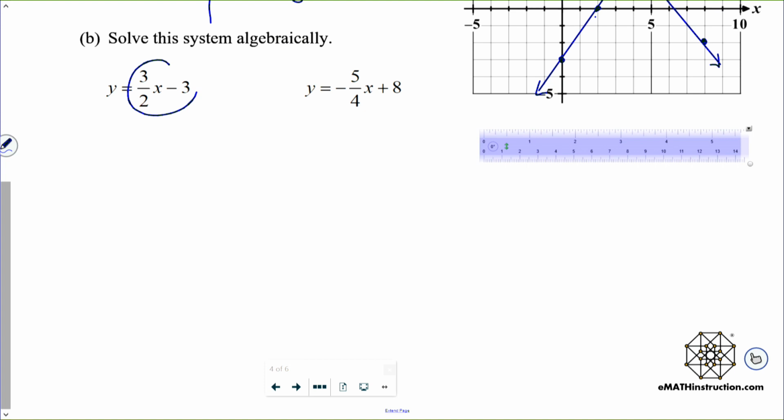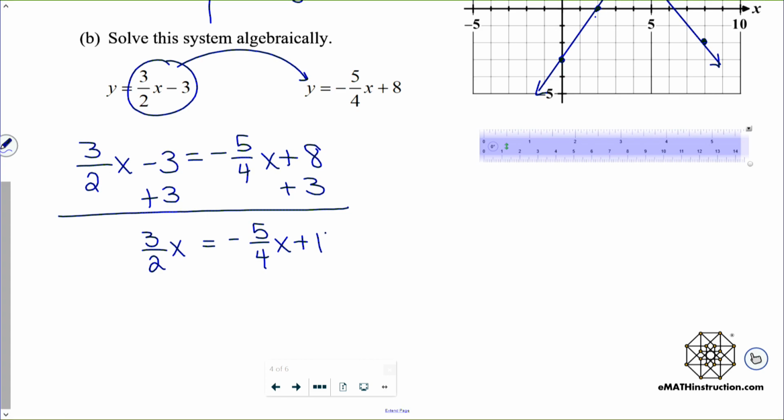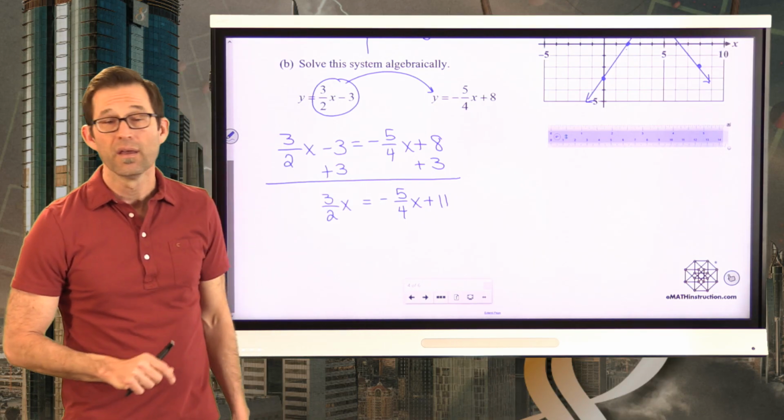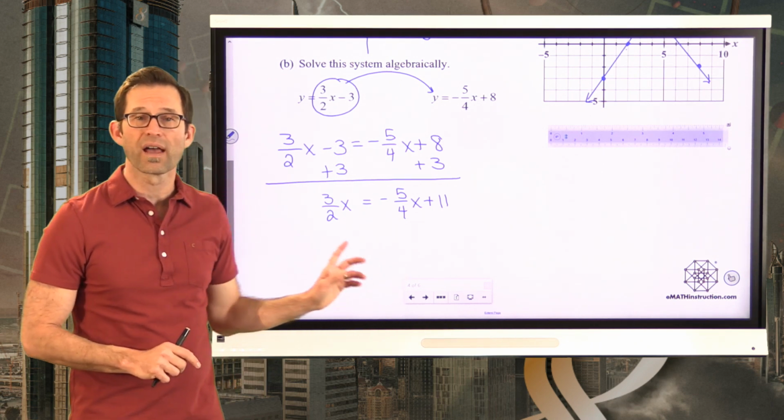So I'm going to take this expression and substitute it in for this, and I'm going to start right here. 3/2 x minus 3 is equal to negative 5/4 x plus 8. Now, unlike the last couple problems, I'm going to start by moving my numbers all to the right-hand side. So I'm going to have 3/2 x equals negative 5/4 x plus 11. Let's step back for a second. That's the easy part. Of course, the harder part is now going to be to get these x's over here.